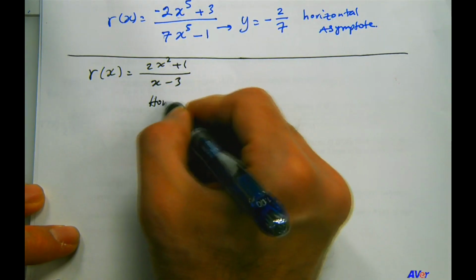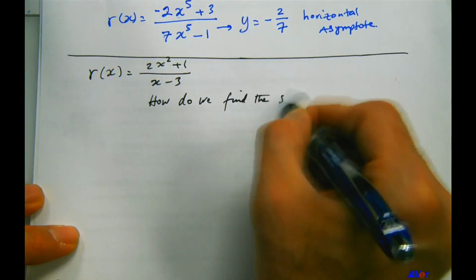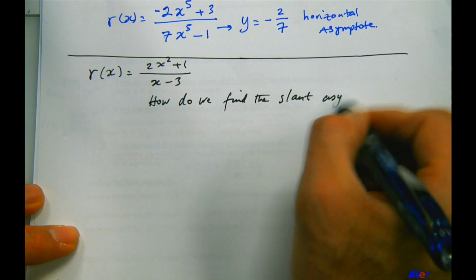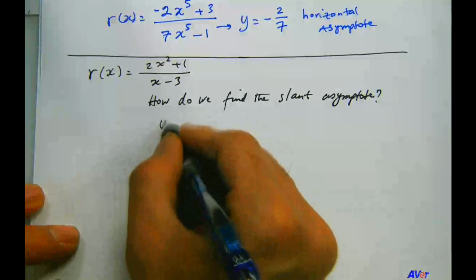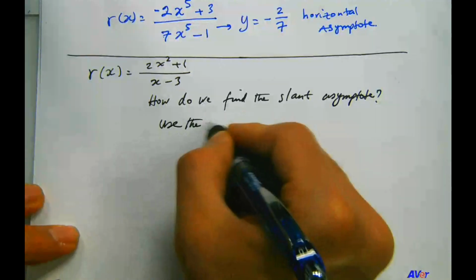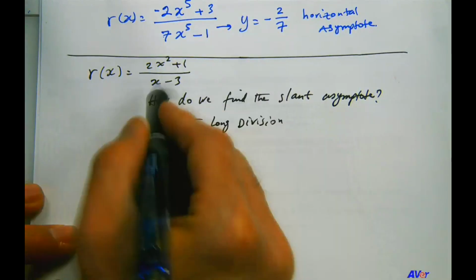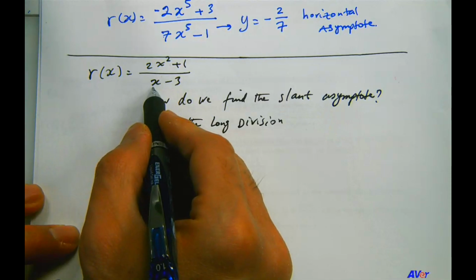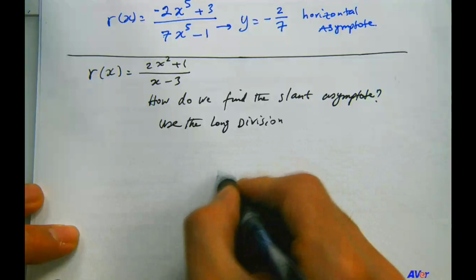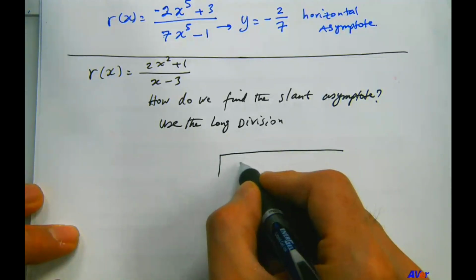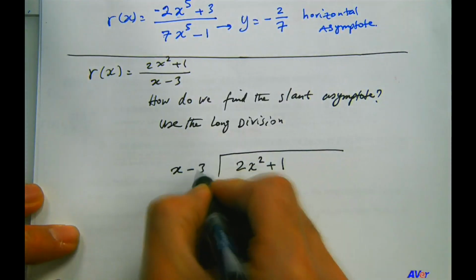How do we find the slant asymptote? Well, use the long division. In this case, we could also use synthetic division. Okay, it makes no difference. So I'm going to use the long division. So we have 2x squared plus 1 divided by x minus 3.